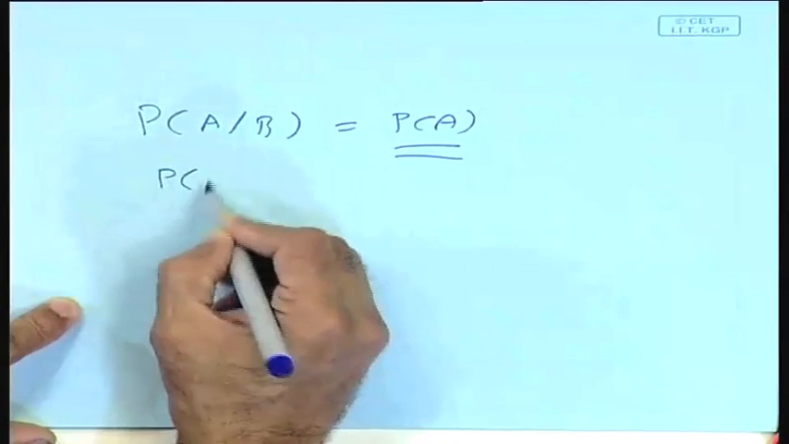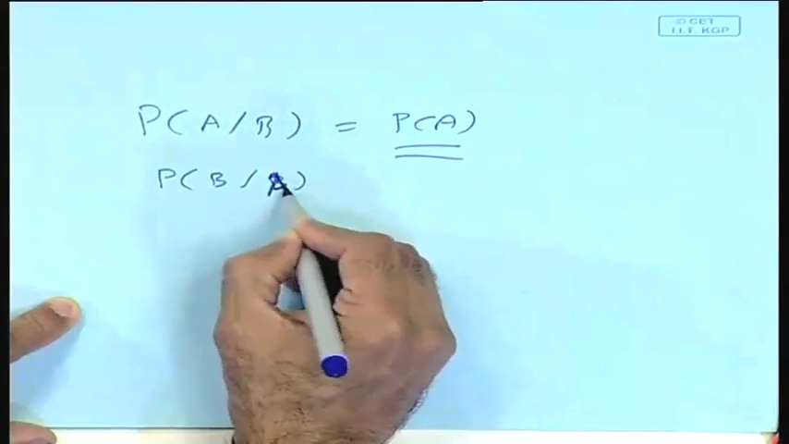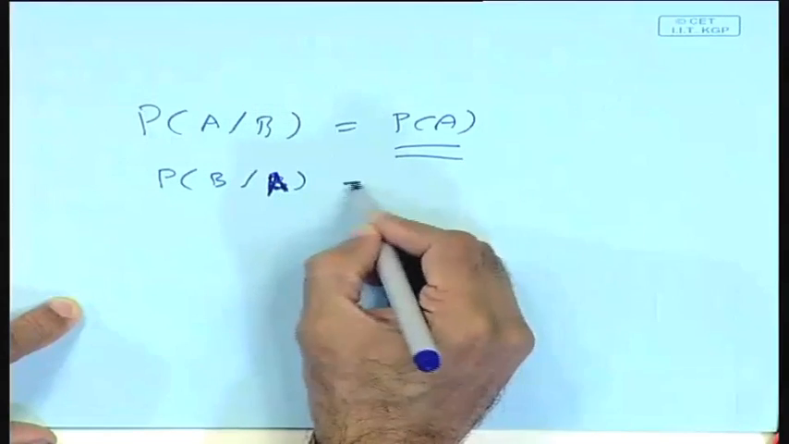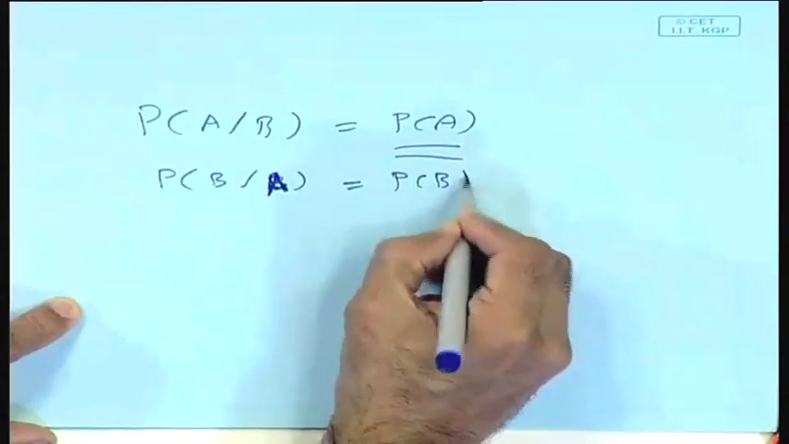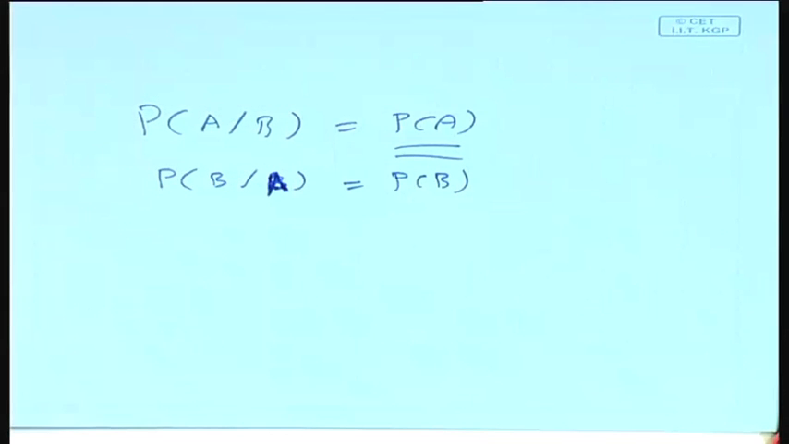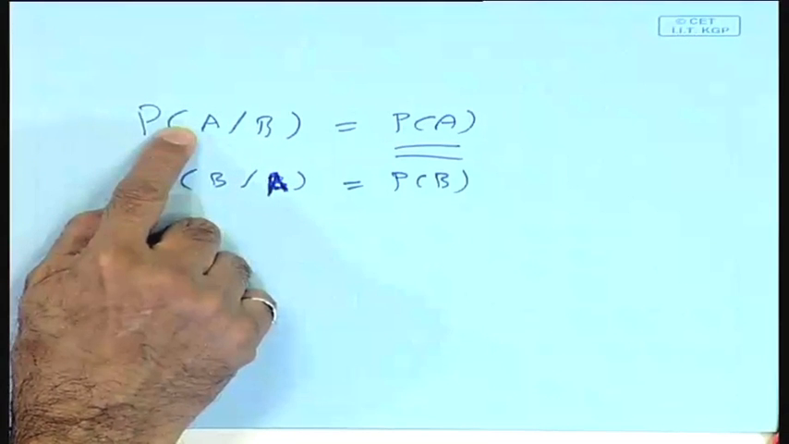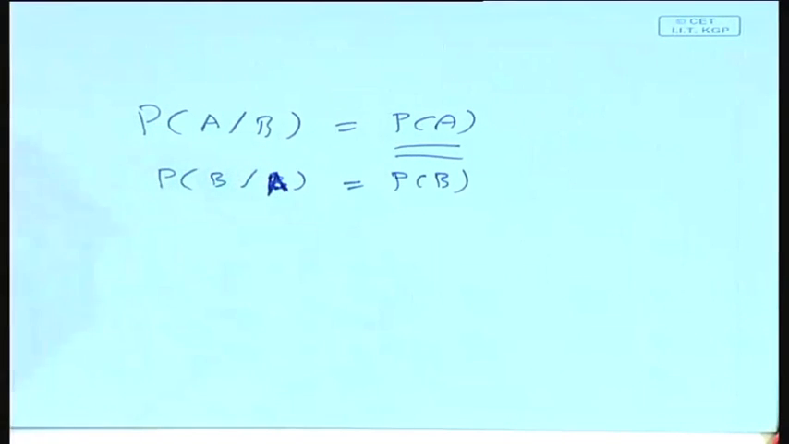And the same thing will apply. If A and B are independent, I could say P(B given A) will turn out to be equal to P(B). That's all. These are tests of independence. They actually say that B really has no influence on the occurrence of A, or A also has no influence on the occurrence of B.